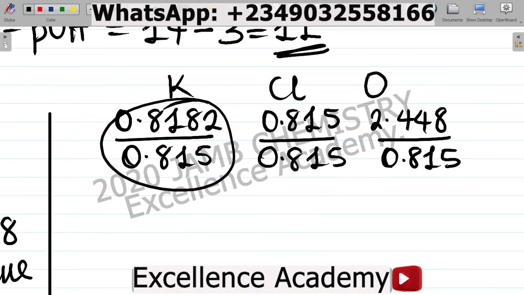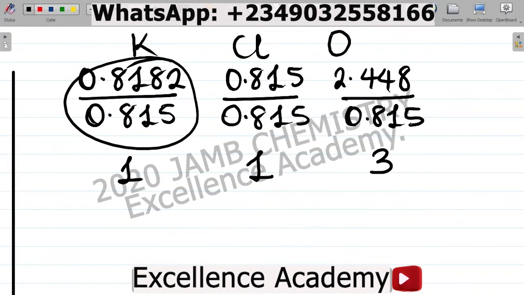Now, if you do this division here, that's 0.8182 divided by 0.815. You have your answer as 1.003, which is approximately 1. For chlorine, of course, this divides itself. You have your answer as 1. Next up, if you do 2.448 divided by 0.815, you have your answer as 3.000003. So basically, I have 1, 1, 3. So combine this to this.